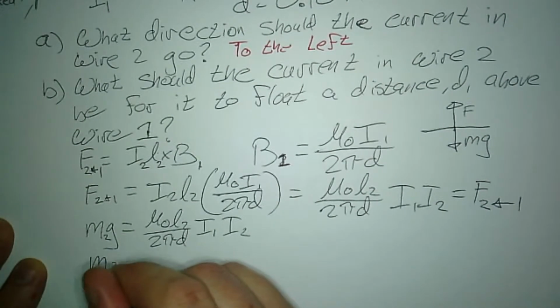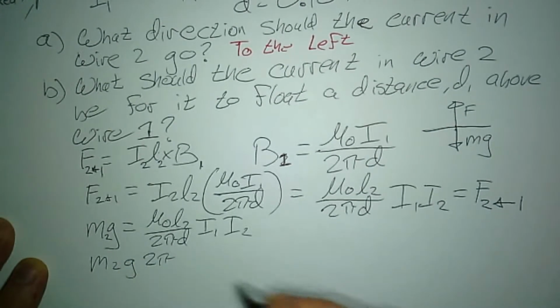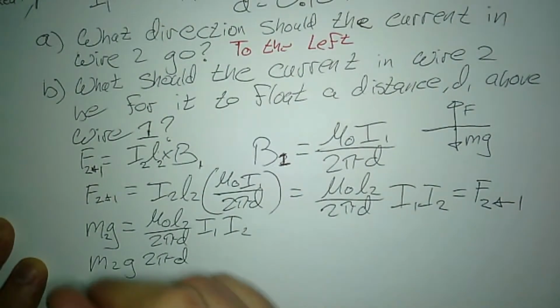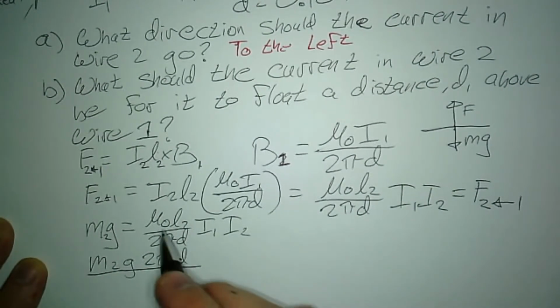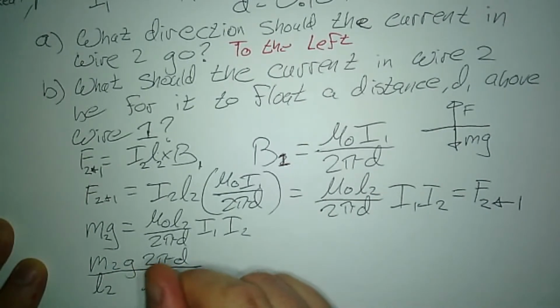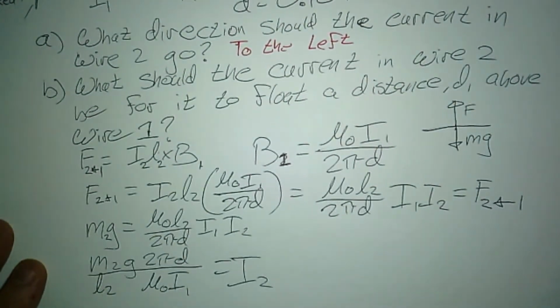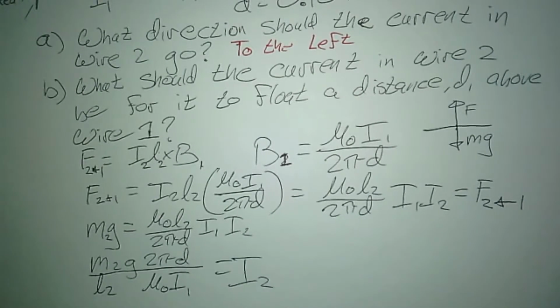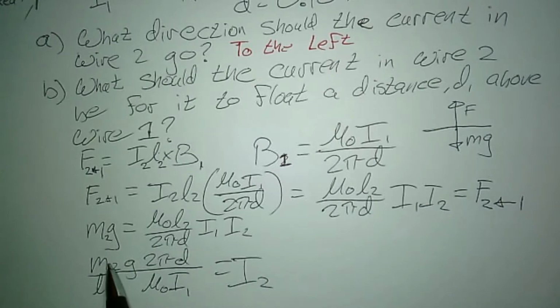So I'm going to say M2 g times 2 pi d, and then I'm going to divide this by L2 first. I'll talk about why in a second. And then over here I'll put mu naught I1, and this is equal to I2. So now the problem we have is that no one told us the mass. They gave us the linear density, but they never gave us the mass, and they never gave us the length. So aren't these two unknown?